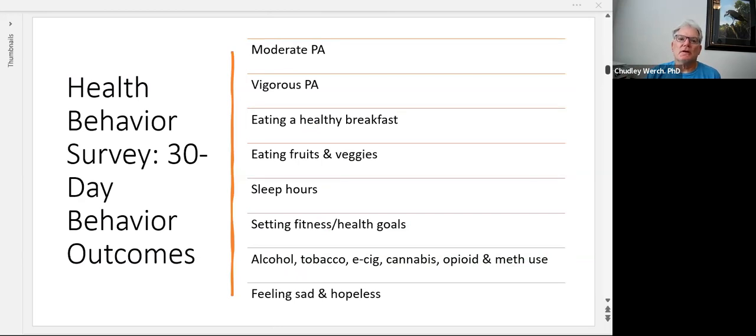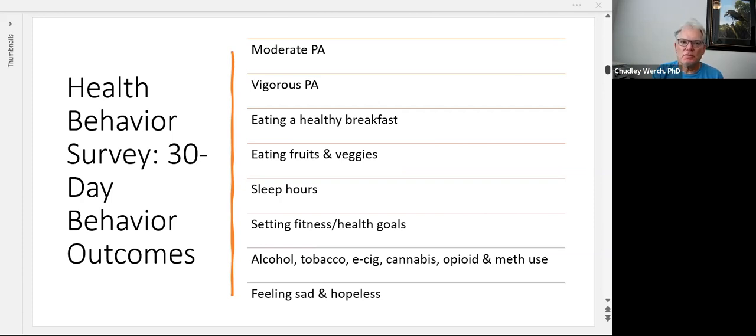So you're measuring, in addition to those risk and protective factor measures, over the last 30 days, the amount of, the frequency of, the quantity of moderate as well as vigorous physical activity, eating breakfast, eating fruits and vegetables, sleep hours, setting fitness goals, alcohol, tobacco, e-cigarette, cannabis, opioids, and meth use, and feeling sad and hopeless. So those are 30-day behavior measures. So what that means is that this survey, the health behavior survey, the post-test has to be implemented at least 30 days after they've received the program, the Prevention Plus Wellness program, because you're measuring back 30 days.